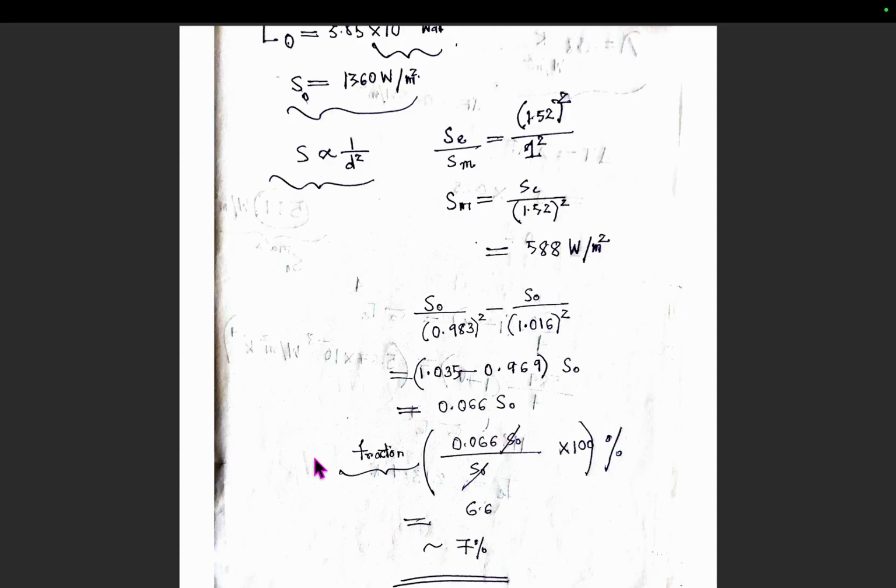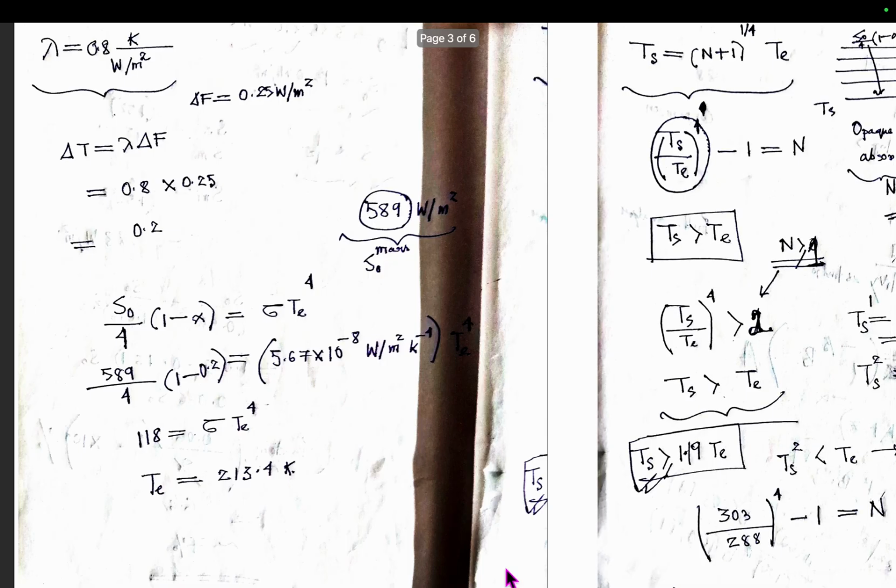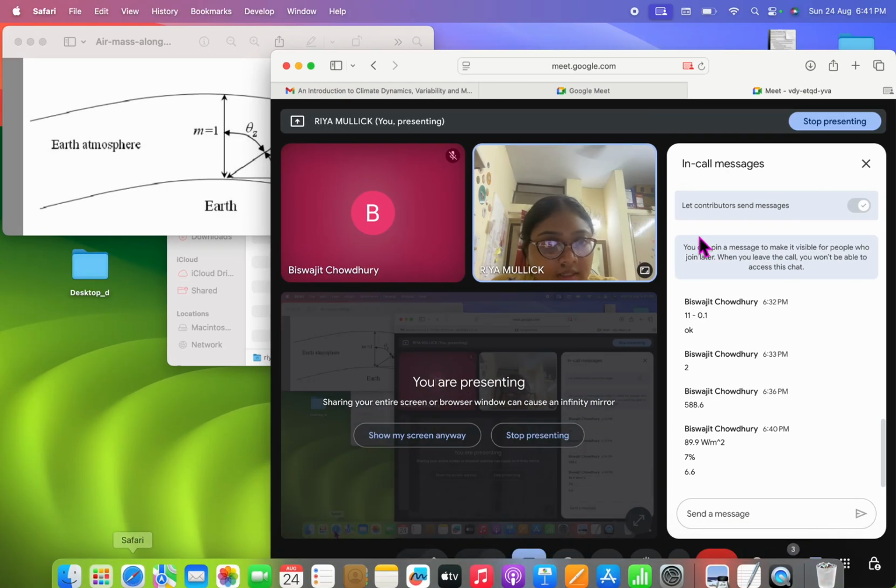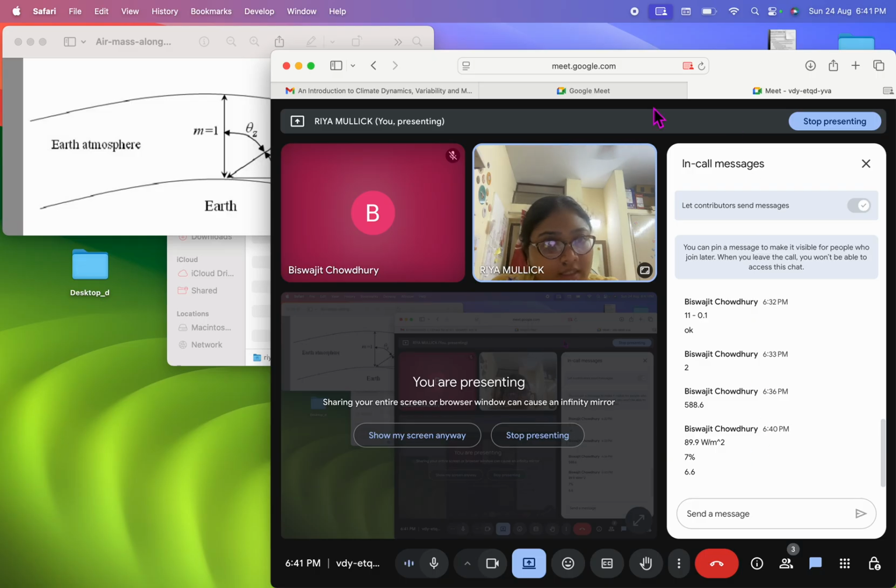So I am considering the fractional change, that is this by S0 into 100%, that is about 7% change is seen for these two positions. Yes, 6.6.